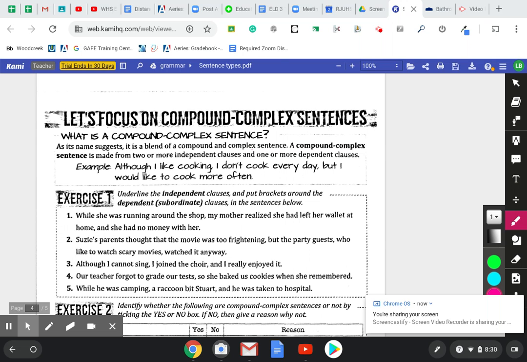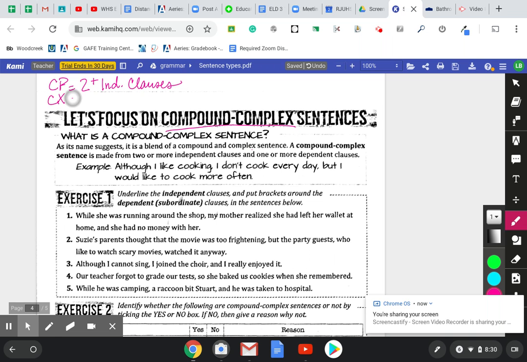Hi, so today we're going to be looking at compound complex sentences. If you've been watching the videos before, it literally is a blend of a compound sentence and a complex sentence. So in a compound sentence, it's two or more independent clauses, right?